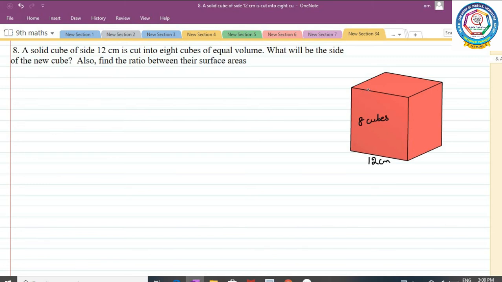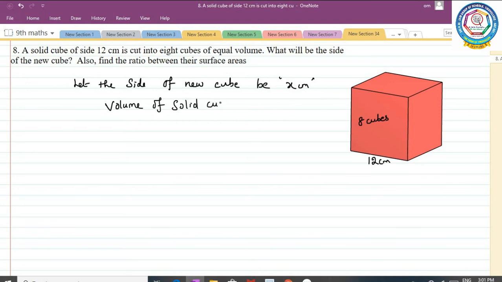So what is the side of the new cube? I don't know the side of the new cube, so let the side of the new cube be x centimeter. Volume of solid cube: from that solid cube, how many cubes are cut? 8, of equal volume, so the volume will not change. So volume of solid cube equals 8 into volume of new cube.